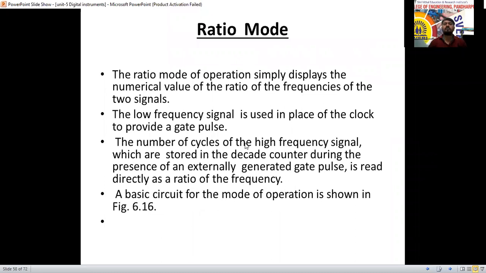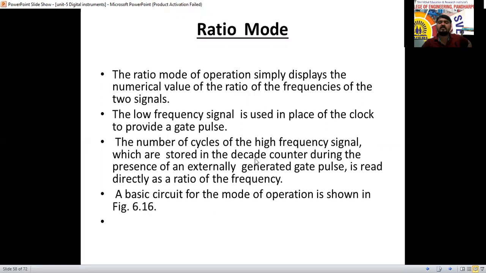The ratio mode. In the ratio mode, what we will do, if two frequencies are there, we are going to take the ratio of one frequency to another frequency for simplifying purposes here now. So the ratio mode of operation simply displays the numerical value of the ratio of the frequencies of the two signals here. Now, if two signals are there, it is going to display the numerical value. The low frequency signal is used in place of the clock to provide the gate pulse here now. Instead of the clock pulse, we are going to use the low frequency signal.